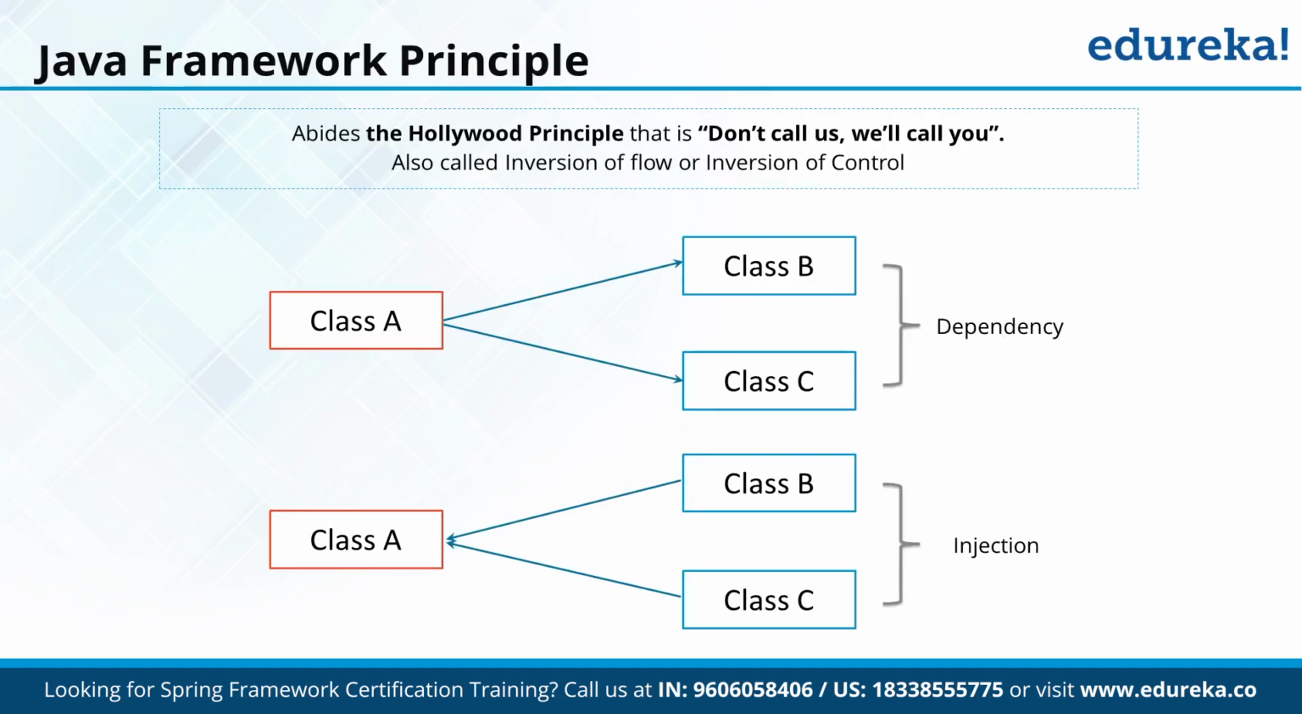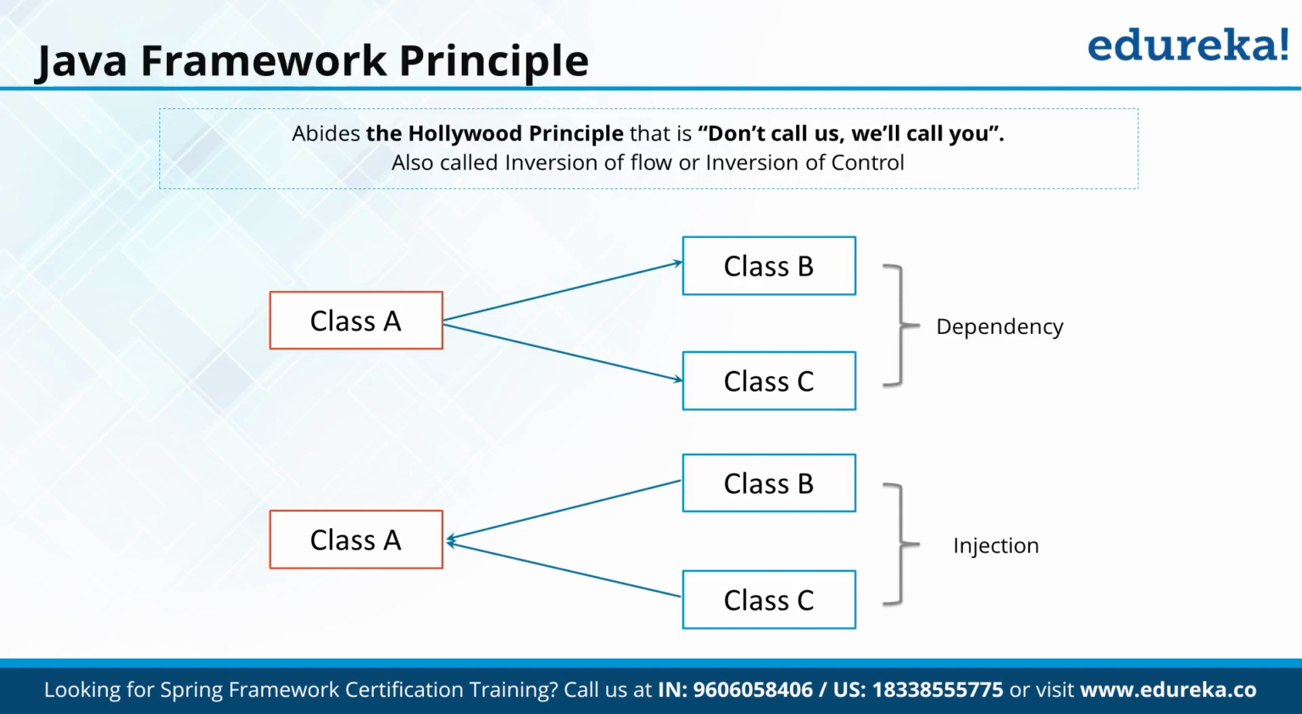All right, so what is the Java framework principle all about? It abides by the Hollywood principle, that is: don't call us, we will call you. It's basically inversion of control that we are talking about. So what does this key principle state? We have some class for which we would traditionally create the object.